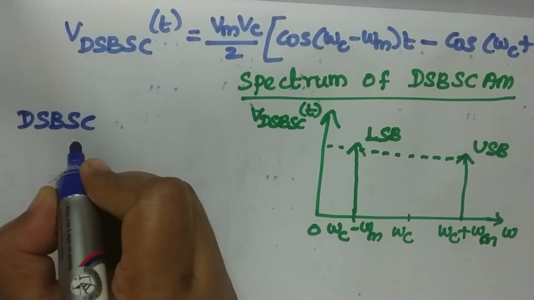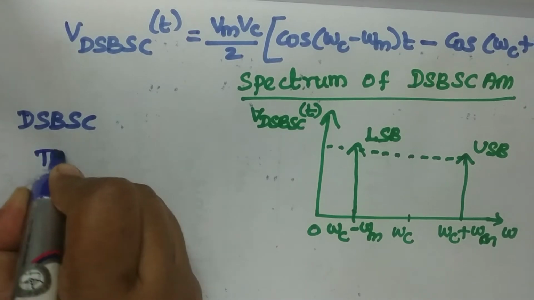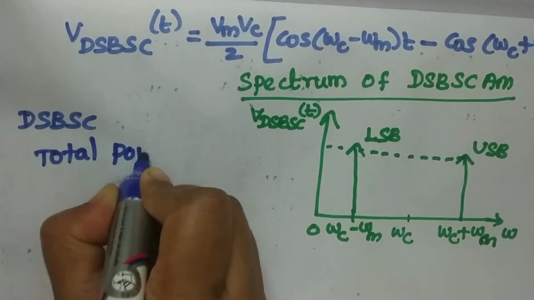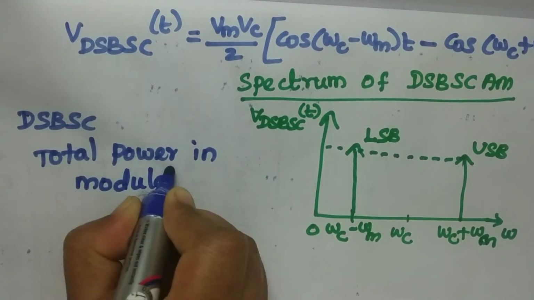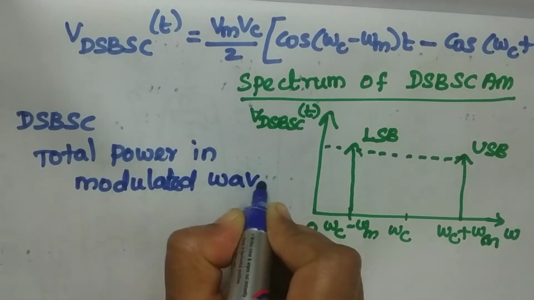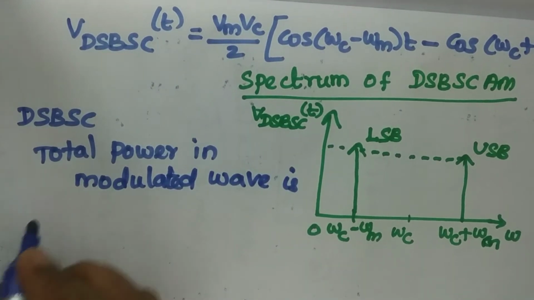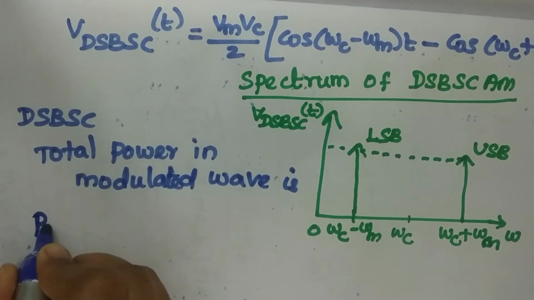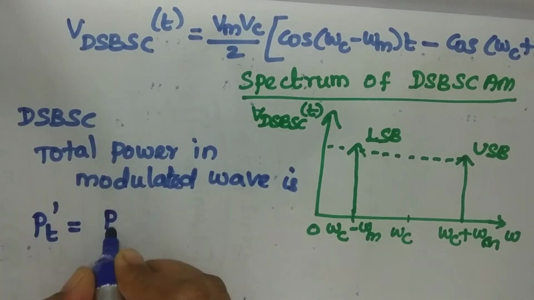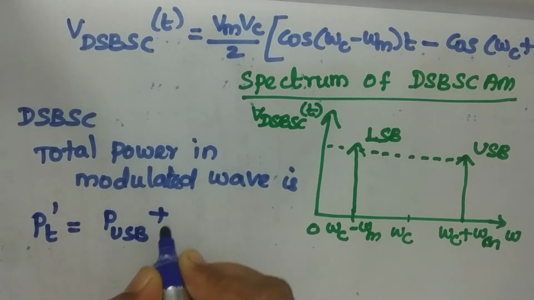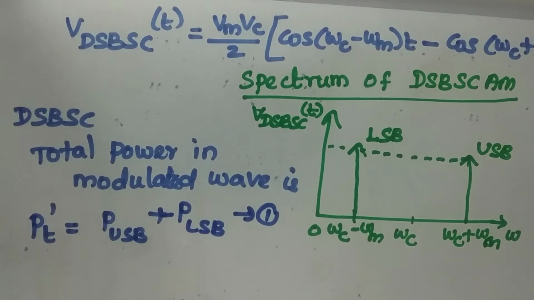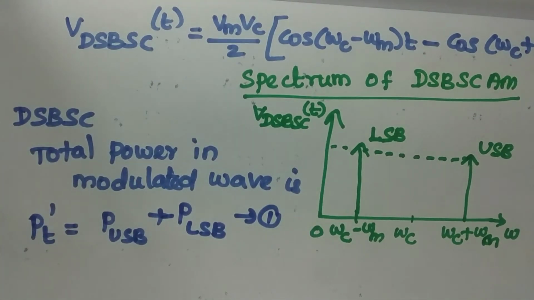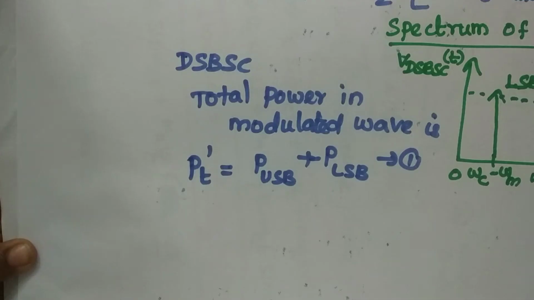DSB-SC total power in modulated wave. PT dash is equal to upper sideband power plus lower sideband power, isn't it? We only have upper sideband and lower sideband in the output signal. So we have to calculate the power of lower sideband and upper sideband.